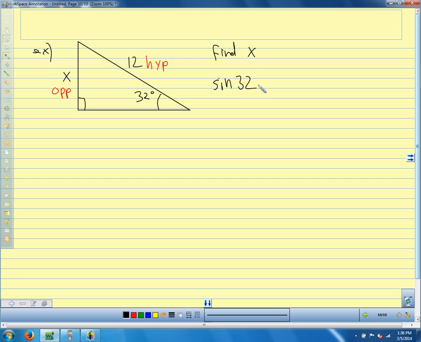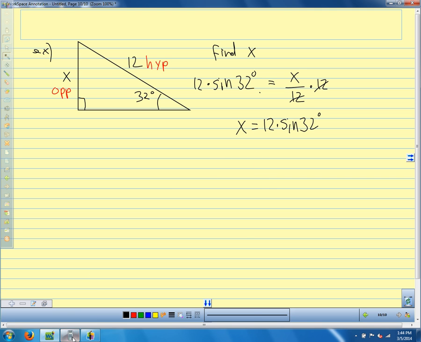Sine of 32 degrees equals the opposite, x over 12. My calculator will tell me what the ratio is for the 32-degree angle. And we know that that ratio equals x over 12. How do I get x by itself here? How do I get rid of this 12 in the denominator? Multiply by 12 on both sides. Those cancel. Turn this around, I get x equals 12 sine 32 degrees. And then the last step was calculate.